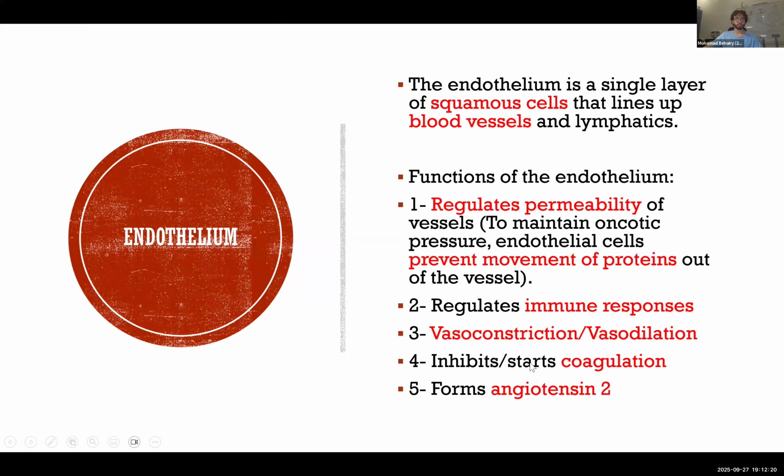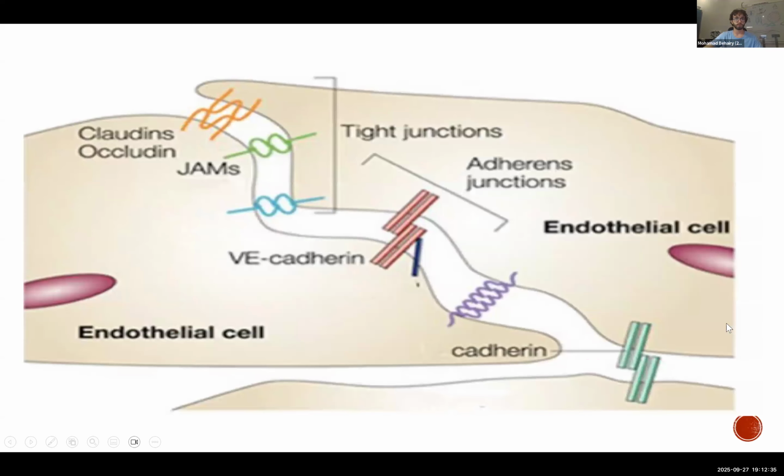Last but not least, it forms angiotensin 2. Now, what is angiotensin 2? You're going to take it in more detail, inshallah, in renal. Just know that it increases the blood pressure. You won't really be asked about it. The only thing I want you to know about angiotensin 2 is that it is formed in the endothelium. That's all I want you guys to know.